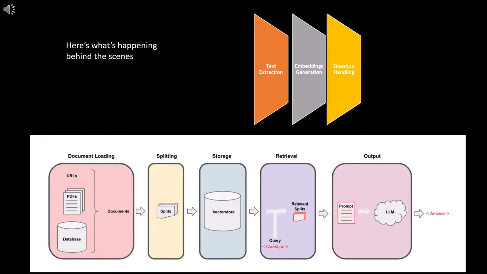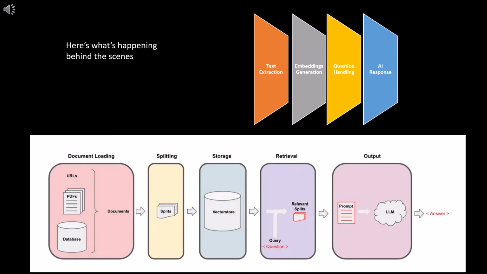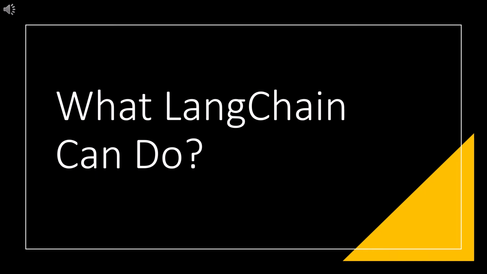Question handling: when you ask a question, it's converted into an embedding, and the system compares it to the embeddings from the document to find relevant sections. AI response: finally, ChatGPT or a similar model processes the relevant sections and generates a response. Next question that comes to mind: what can LangChain do?